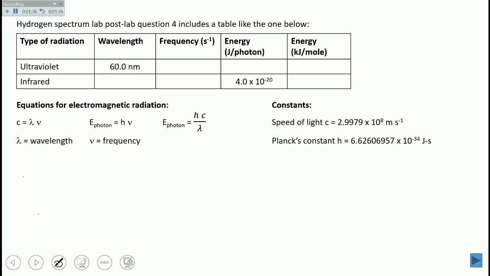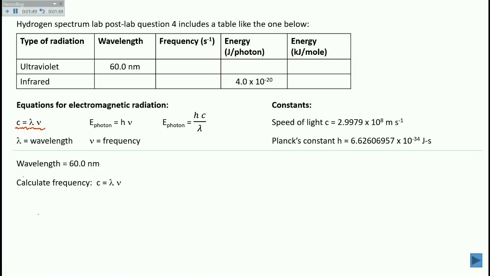So let's work the first problem in the sequence, the ultraviolet radiation. I'm given a wavelength of 60 nanometers. The first calculation we'll do is to find the frequency. So we use this equation here. On the left side is speed of light, so let's plug that in. 2.9979 times 10 to the 8th meters per second, which comes from right there. That equals the wavelength, which I'm given, so I have that from my table, 60 nanometers.